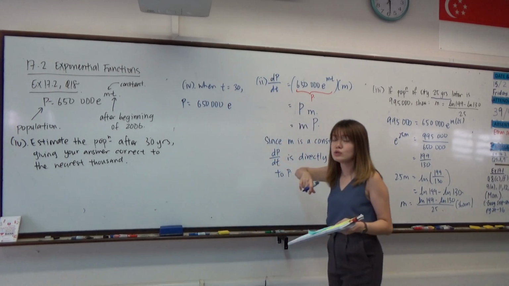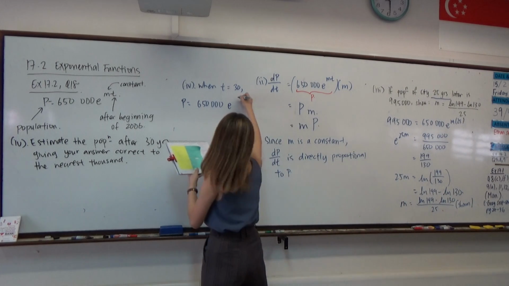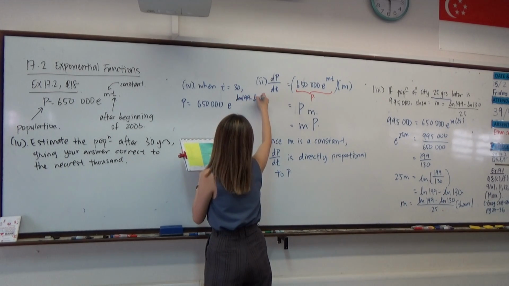So to use the m value, we will substitute using what we found in part 3. So over 30 years.